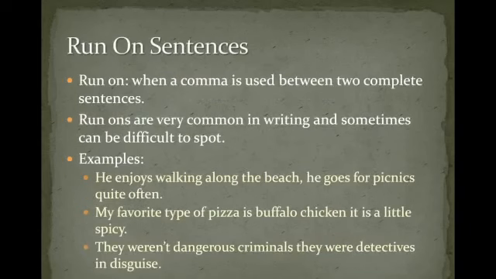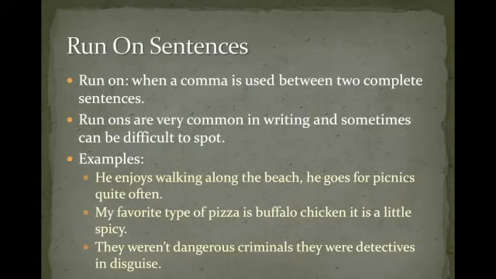Our next type of sentence structure would be run-on sentences. A run-on happens when a comma is used between two complete sentences, and run-ons are very common in writing and sometimes can be difficult to spot. He enjoys walking along the beach, he goes for picnics quite often. I see two subjects, I see two verbs, I see two complete thoughts. Therefore, this is a run-on sentence.